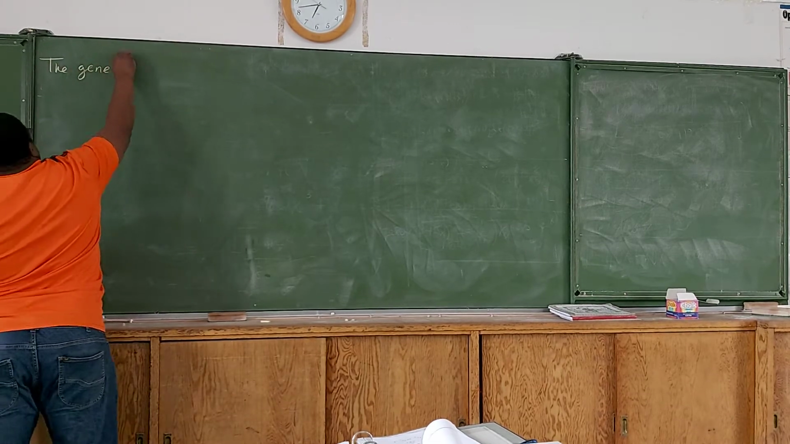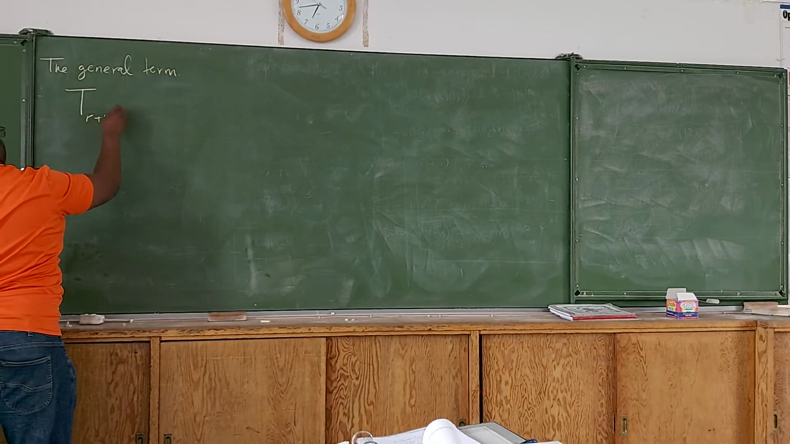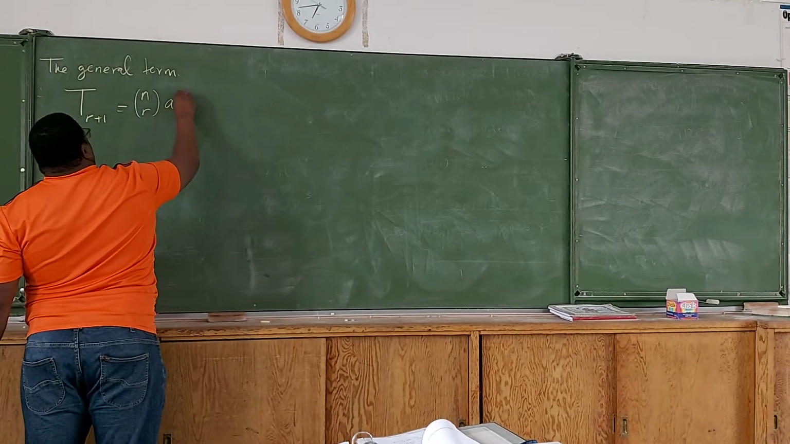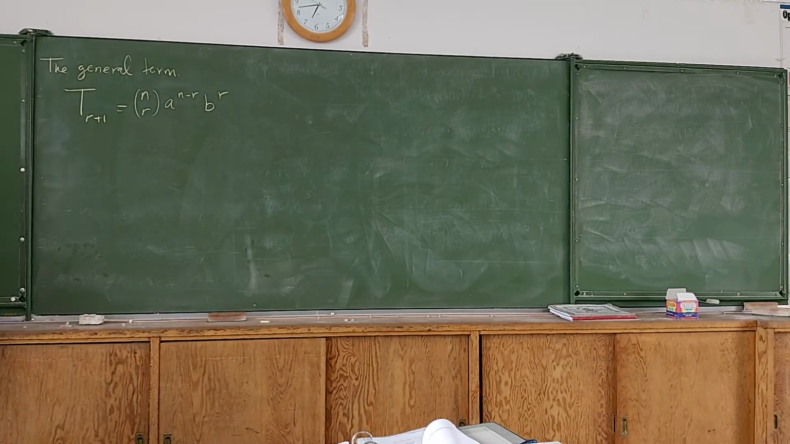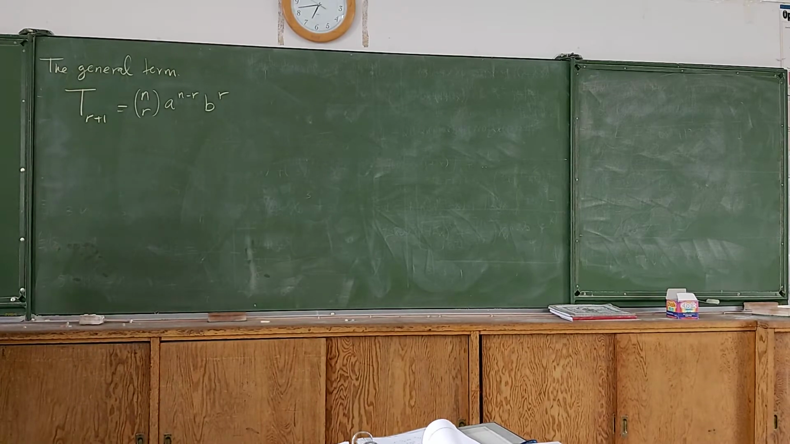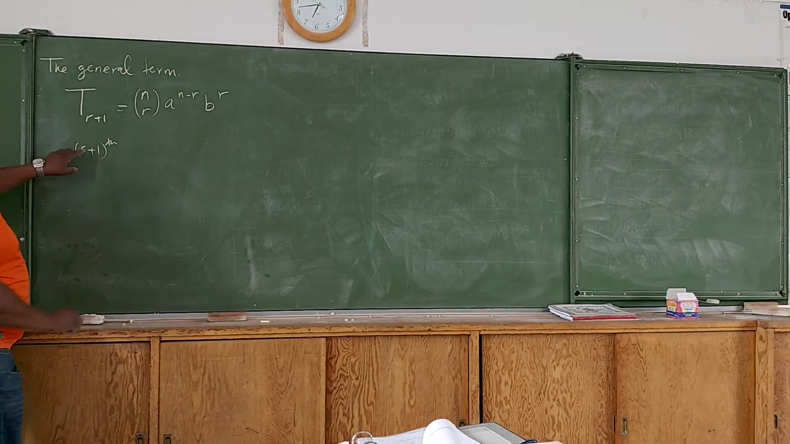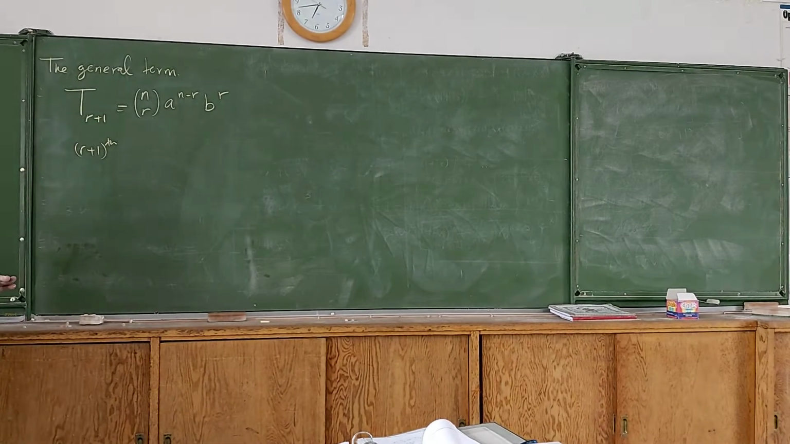It's not easy. You're gonna see something. So I'm talking about this one here. The general term T(r+1) is nCr a^(n-r) b^r. Good. So if you must find the 20th term, this is nothing but r plus 1 term. If I ask you to find the 20th term, r is 19.